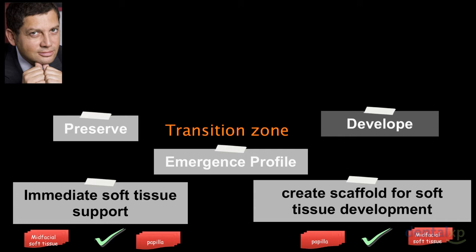If extraction has happened and we have a flattening of the midfacial soft tissue and also of the interproximal papilla, we can recreate or develop the soft tissue by creating a scaffold for the soft tissue development, again for the papilla but also for the midfacial soft tissue. So we have to prepare every case prosthetically and surgically in time.